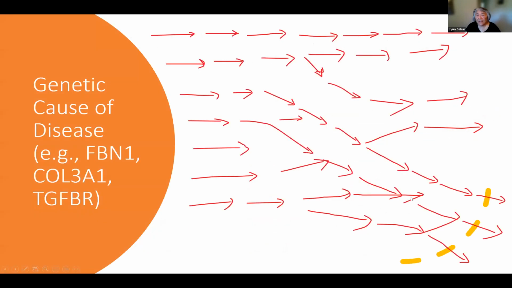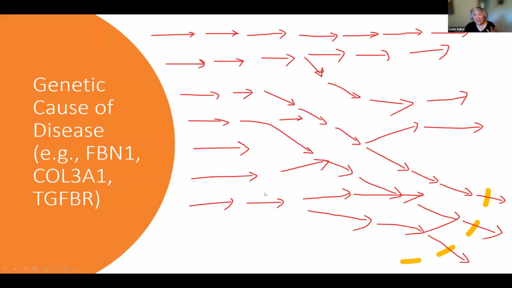So here's my theoretical slide. You can have a genetic cause of a disease. It can be a mutation in FBN1, a mutation in COL3A1, a mutation in TGF-beta receptor genes. And what we want to know is how can we block the progression of disease? How can we ameliorate the progression of disease?